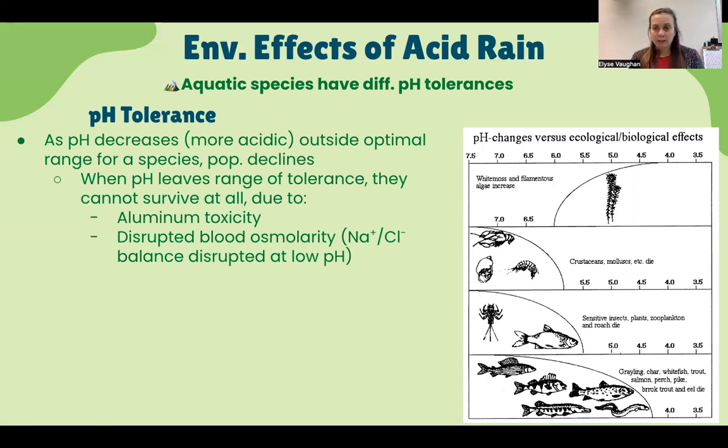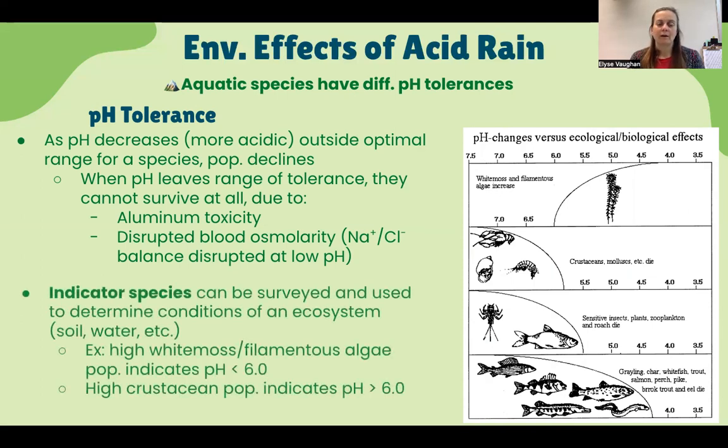Remember, within the range of tolerance, the center of that range is the area where they thrive, and at the edges is where they can just survive, but not necessarily thrive. So a lot of our aquatic species are what we call indicator species. And again, you might remember those from one of our early units. Indicator species can be used to determine the conditions of an ecosystem. And specifically here, we're talking about the conditions of the water.